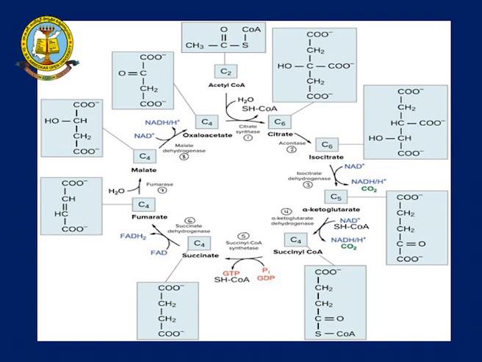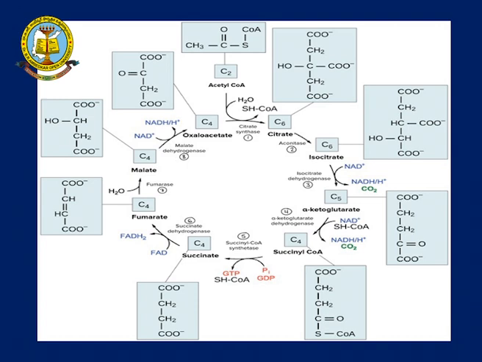Now, the total reaction has mainly 8 steps. The citrate, isocitrate, alpha ketoglutarate, succinyl-CoA and succinate, succinate to fumarate, fumarate to malate, malate to oxaloacetate. These are the products, but the first molecule is called acetyl-CoA.